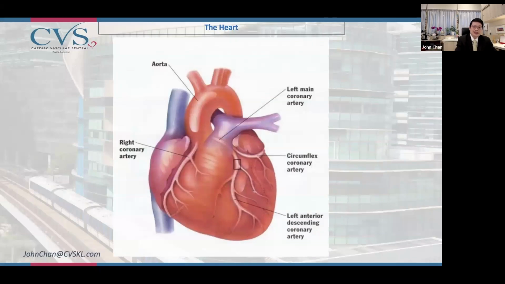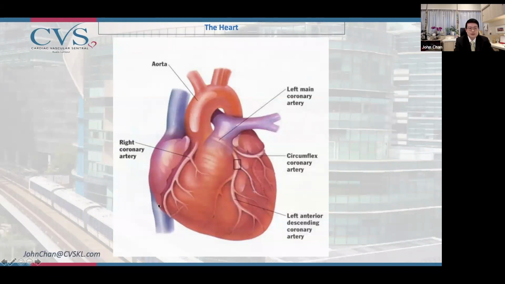So let's start with how the heart works. The heart is essentially a pump which pumps blood around the body, and it has its own blood supply. There are arteries which bring blood to the heart, which we call coronary arteries. We have two on the left side, one here called the left anterior descending, and one at the side called the circumflex, and the other on the right side called the right coronary artery.